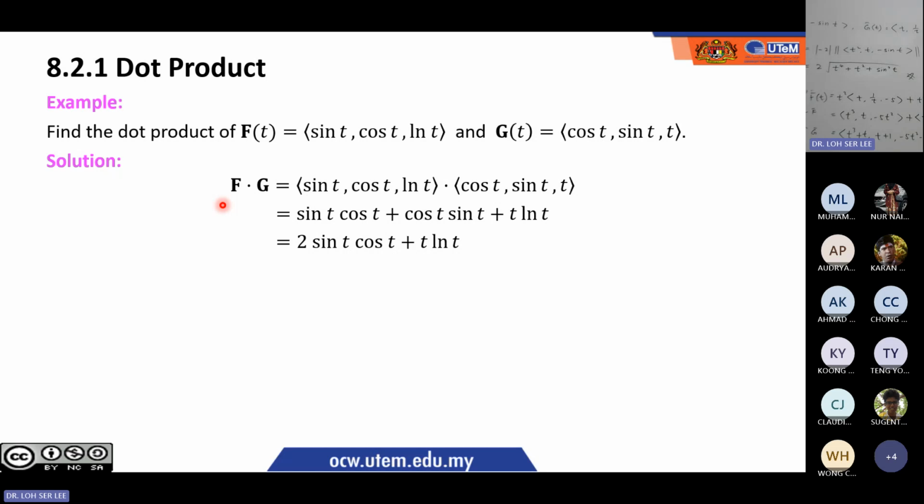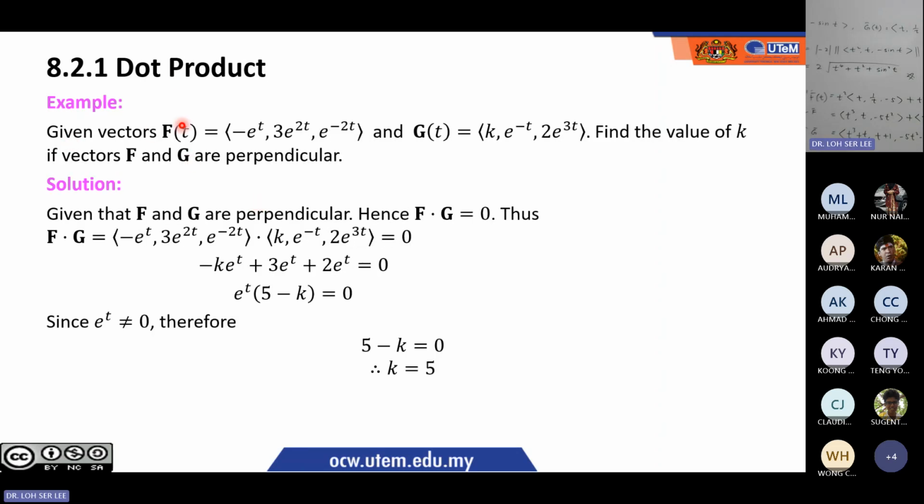Okay, this is the first example. Find the dot product. So that means sine t times cos t plus cos t times sine t plus ln t times t. Okay, you get this line. And we can combine these two. Sine t cos t and cos t sine t are the same. So we have 2 sine t cos t plus t ln t. Dot product is very simple, as long as you remember how to compute the dot product, because the formula is not given.